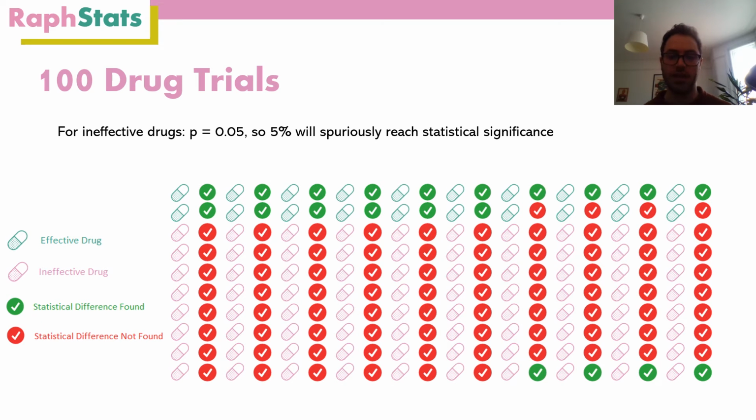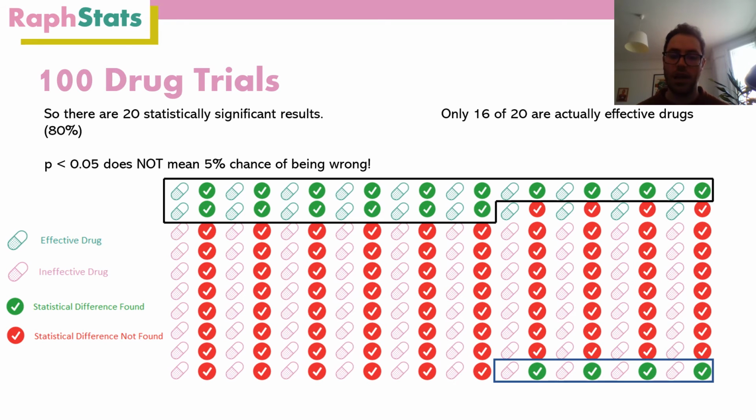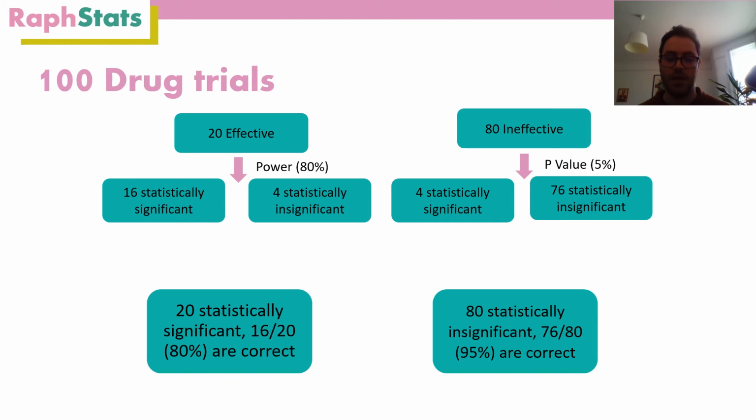In contrast, for our ineffective drugs, it's the same. Our p-value hasn't changed, so the same's going to happen. We're going to find 4 to be effective even though they're not. And this time, that means that actually 16 out of the 20 drugs are actually effective. So this time, our positive predictive value is in a way 80%. 80% of the time when we find a drug and say this trial found this drug to be effective, it was actually effective. And so you can see that increasing our power is excellent because it increases the chance of a result we find actually being right.